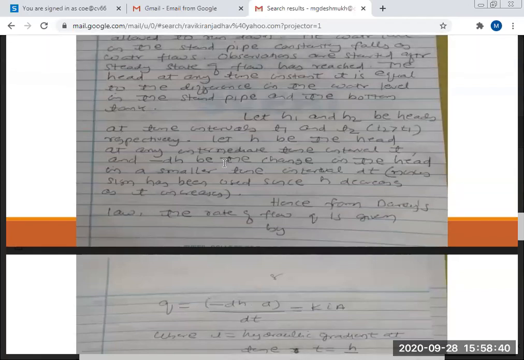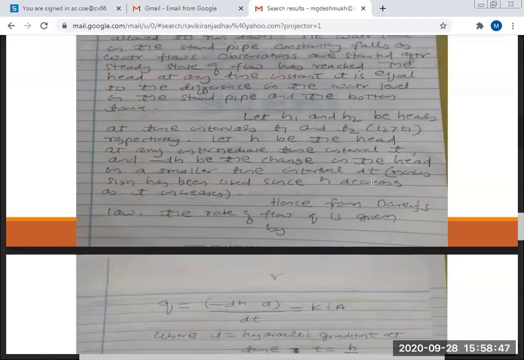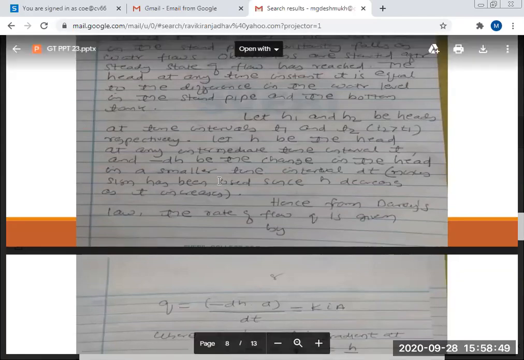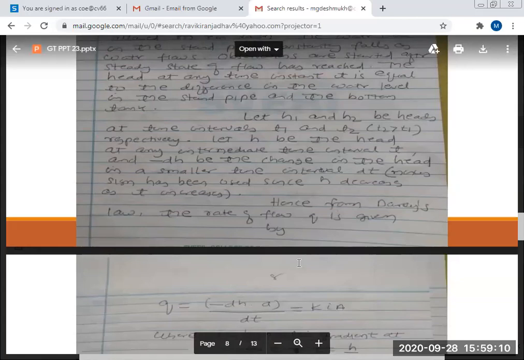Let h be the head at any intermediate time interval t, and minus dh be the change in the head in a smaller time interval dt. Minus sign is taken since h decreases as t increases. So h is the head at a particular time t we are taking here, and minus dh is the change in height, taken minus because it is decreasing when time is increasing.